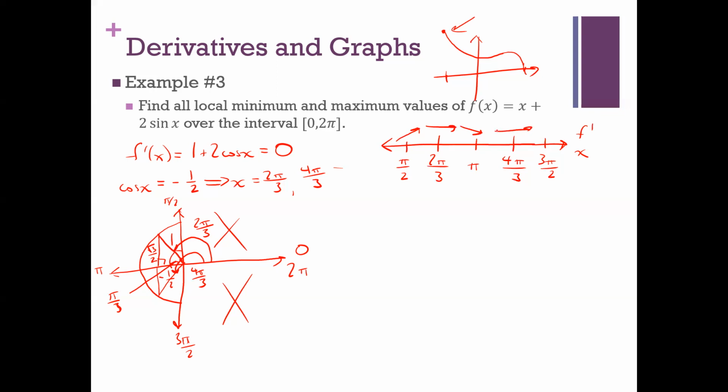And then how about 3 pi over 2? What's the cosine of 3 pi over 2? The cosine of, well, the whole thing is positive, right? Yeah, cosine of 3 pi over 2 is 0.